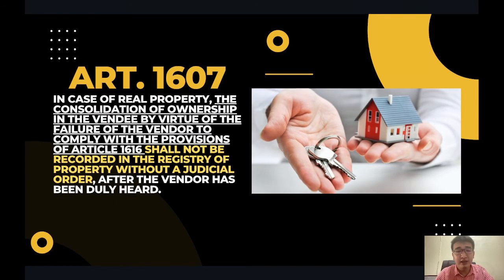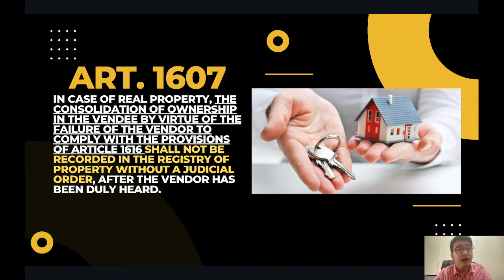Article 1607, in case of real property, the consolidation of ownership in the vendee by virtue of the failure of the vendor to comply with the provisions of Article 1616 shall not be recorded in the registry of property without a judicial order after the vendor has been duly heard. Meaning, let's say for example, there's a pacto de retro sale, a sale with the right to repurchase. And sabi doon, the seller can repurchase the property within 6 months from the date of the contract. Let's say, for example, after 7 months or after 1 year, the seller hasn't redeemed the property.